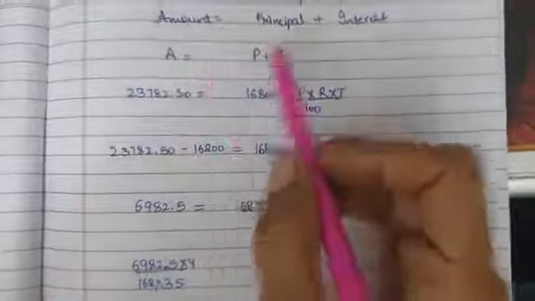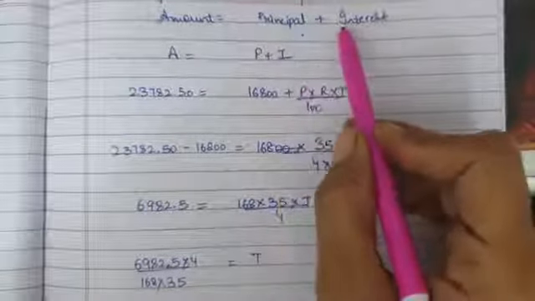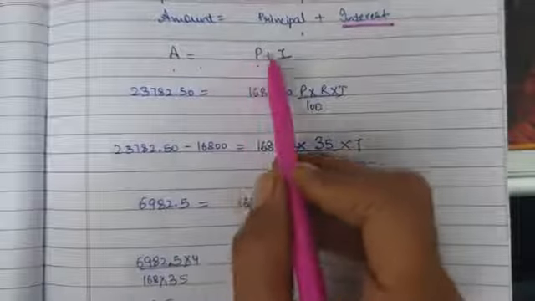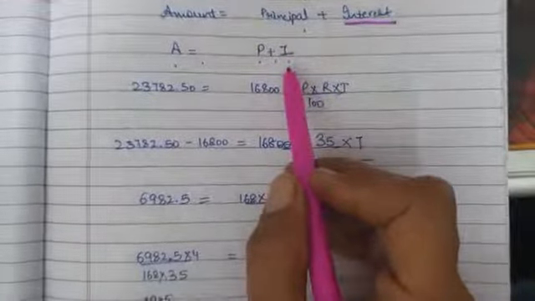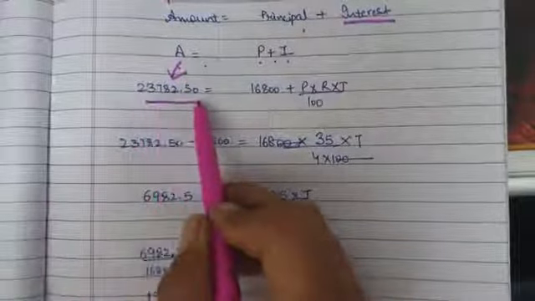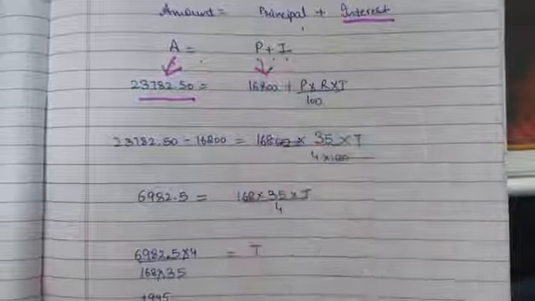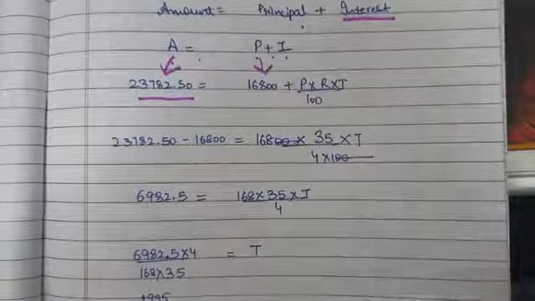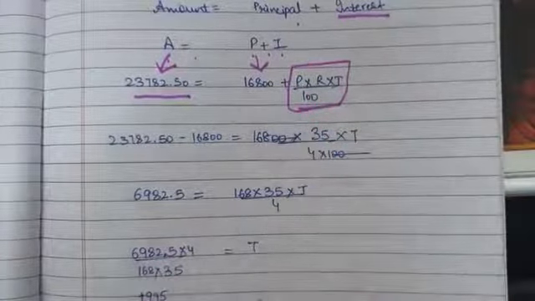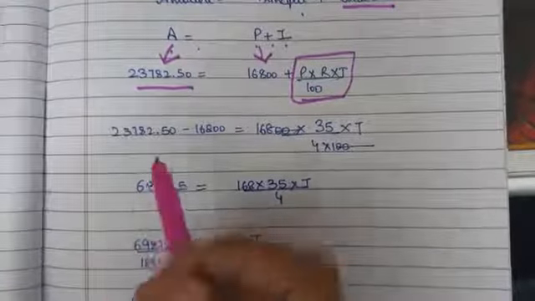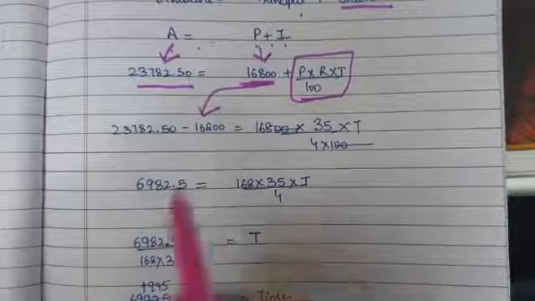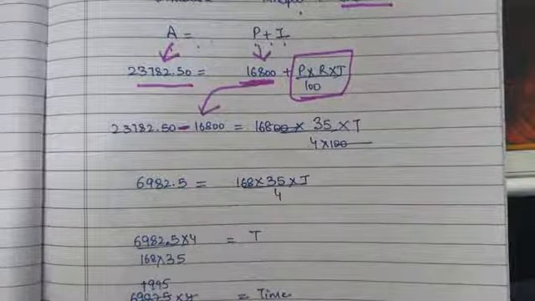Amount is what? Amount is principal plus interest. That is A is equals to P plus I, in short, if you write. Amount is given to you, we have put the value. Principal is given to you, we have put the value. And here first we have put the formula of interest. So now 16,800 will shift to that side. It is getting subtracted now.